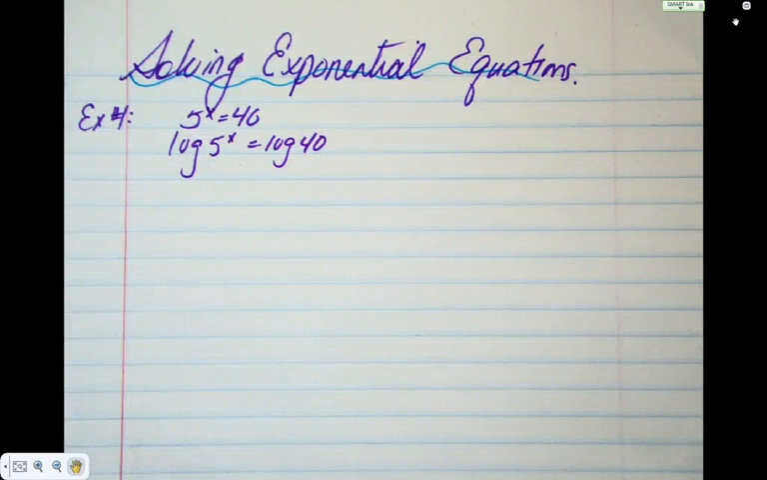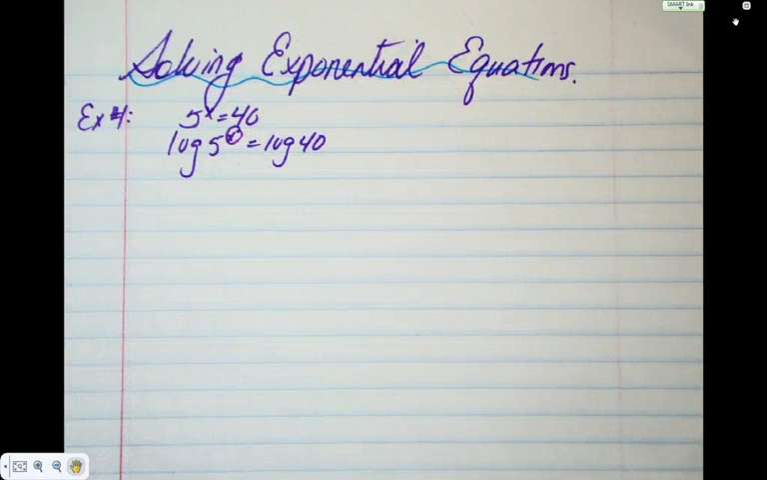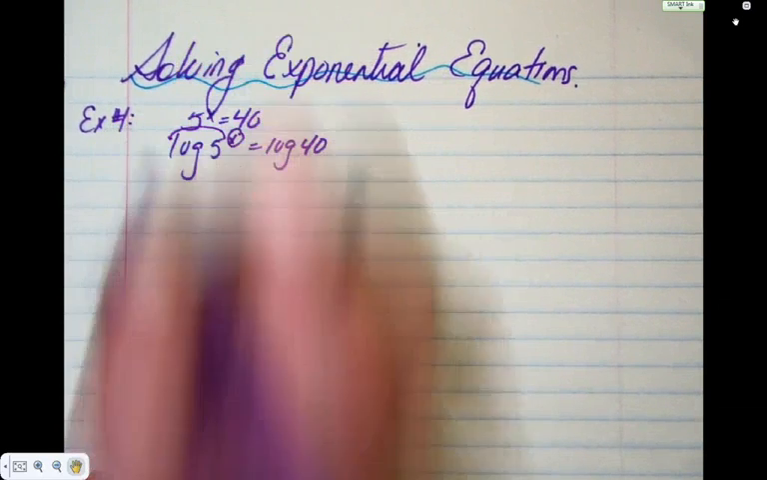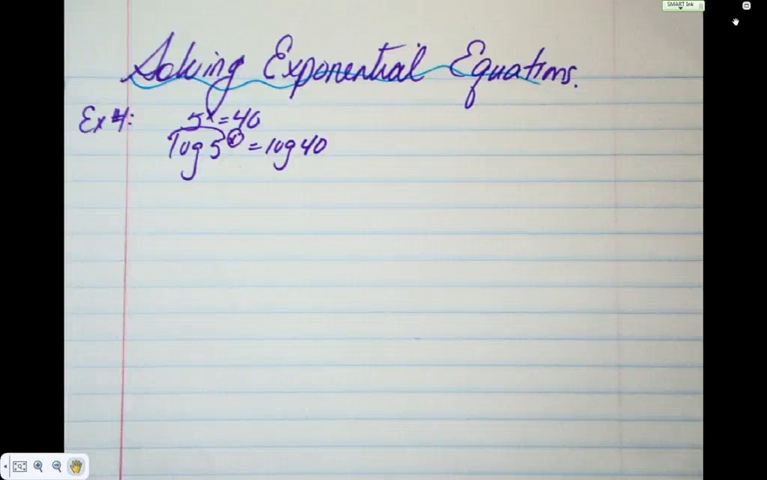So the expansion log laws are exponents become coefficients, multiplying becomes adding, division becomes subtraction. So opposite than what we did yesterday. So I'm going to take the x and drop it in front. And that's why we need logs. There's no other way to get a variable out of an exponent. We can't x root it because that's not going to work. So logs are the only way to get an exponent down into the main equation.